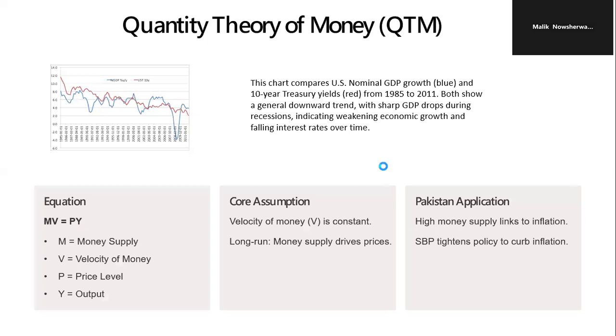In Pakistan's case, this model is very relevant. When the money supply increases rapidly, inflation tends to rise. To counter this, the State Bank of Pakistan, or SBP, often tightens monetary policy, raising interest rates to slow down inflationary pressures.